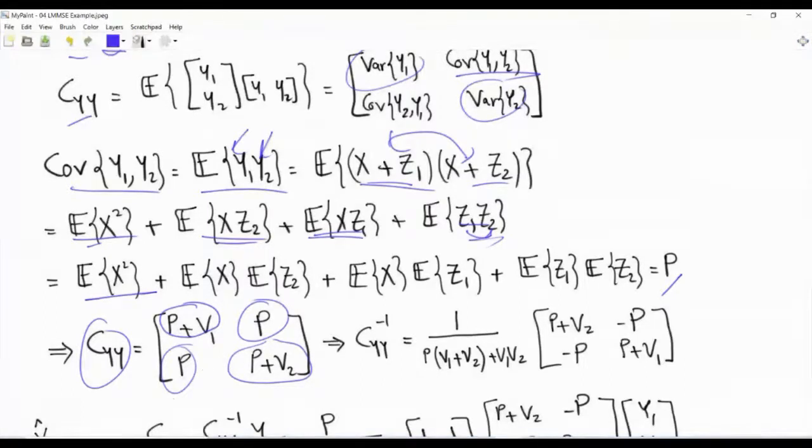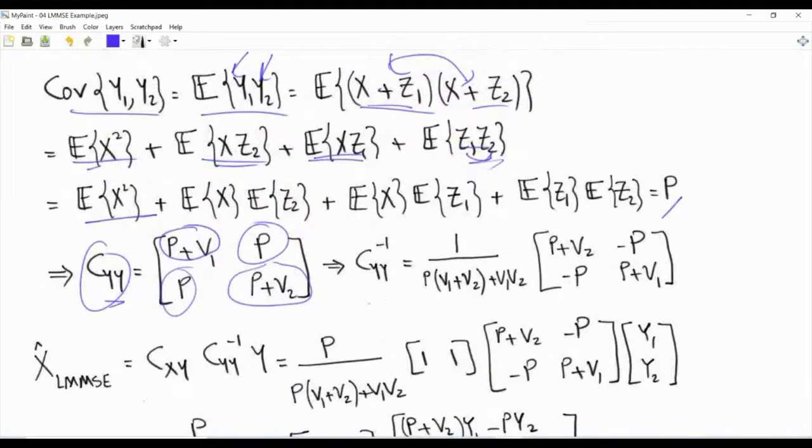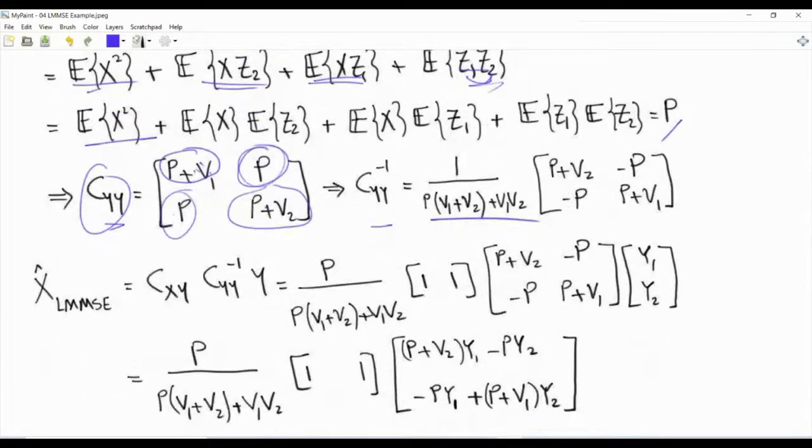As you can see, it's like you are computing the LMMSE, but what you are actually doing is solving problems regarding the previous topics: you compute variances, you compute covariances, and so on and so forth. So this is CYY, and the expression for the LMMSE has the inverse matrix. So you invert this matrix, you divide by the determinant. It's a 2 by 2 matrix, so you swap the elements on the main diagonal, and you invert the sign of the off-diagonal elements. So this is CYY inverse.